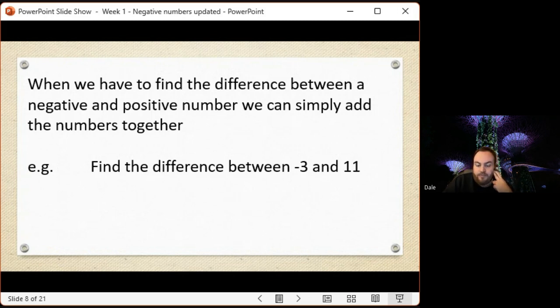So, we've got Vishnu with his hand up. Vishnu. 14. Fantastic. That's right. Well done. I've added the 11 to the 3, and I've got 14. Wonderful. Excellent. Let's move on to the next one.